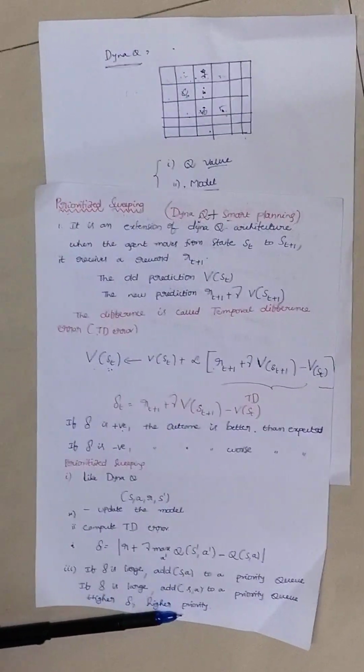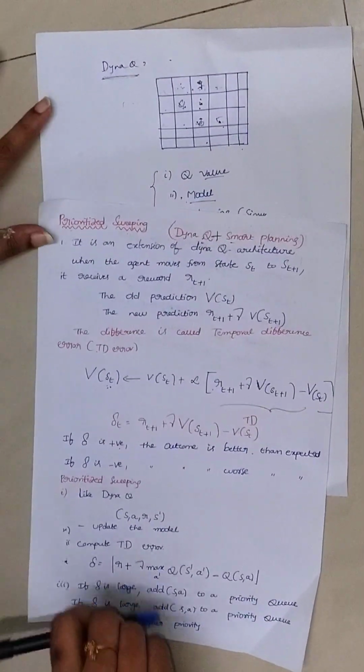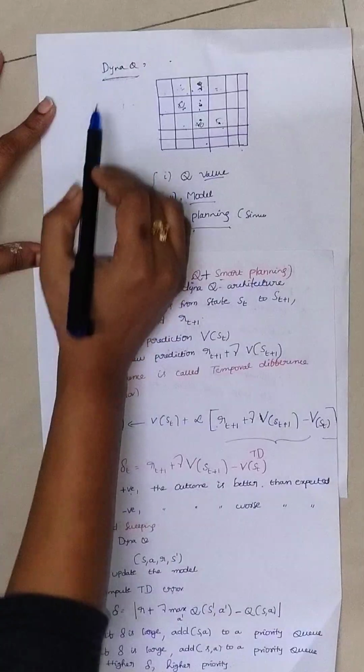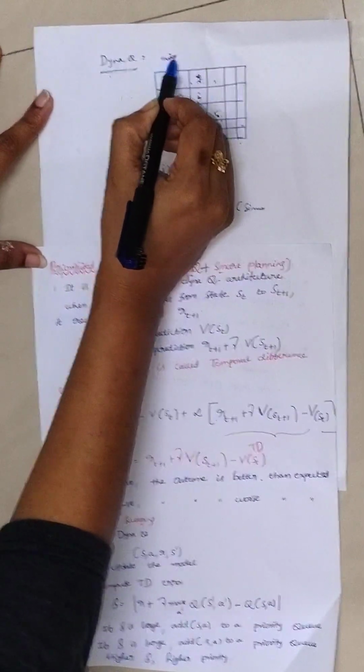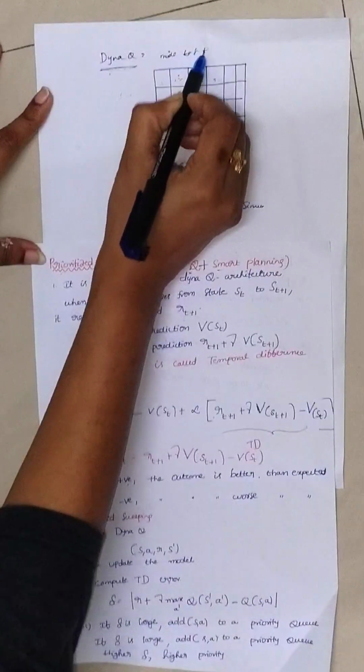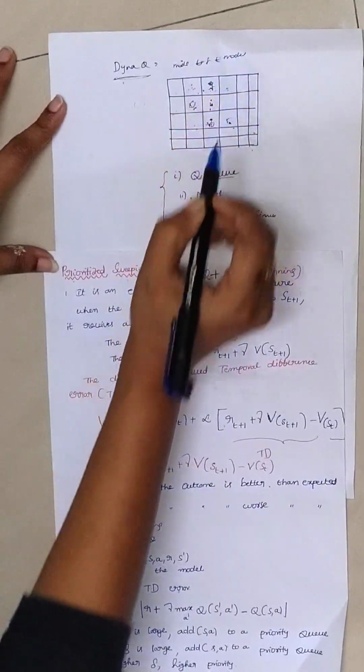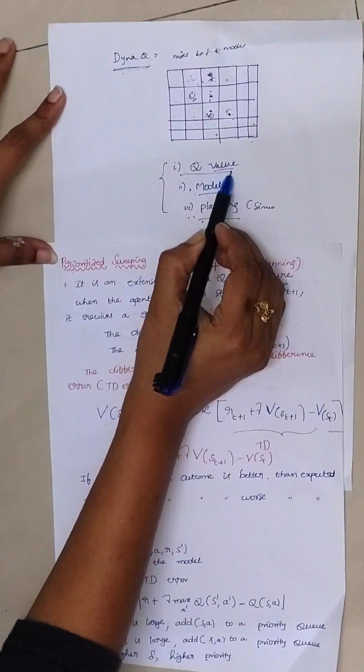Hello, our next topic is prioritized sweeping. So far we have seen the DynaQ architecture. DynaQ is a combination of model-based plus model-free. In the DynaQ architecture we follow three steps.